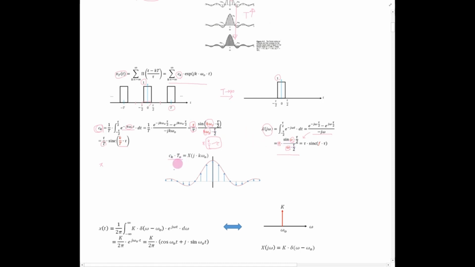So the Fourier series coefficient times T0 equals X of j k omega 0. This means it is the sampling of this function: at every k omega 0, sampling gives the Fourier series coefficient value. We can also express it as a sinc function, where k over T corresponds to frequency. Think about it: 1 over T corresponds to the fundamental frequency. If T goes to infinity, the frequency step is very small, so multiplying by k gives the continuous version of f. I hope you now have some idea how to understand the Fourier series coefficients and the Fourier transform.